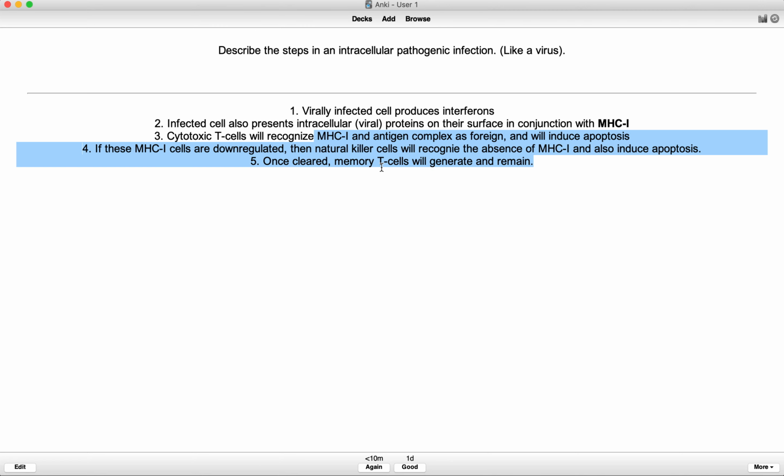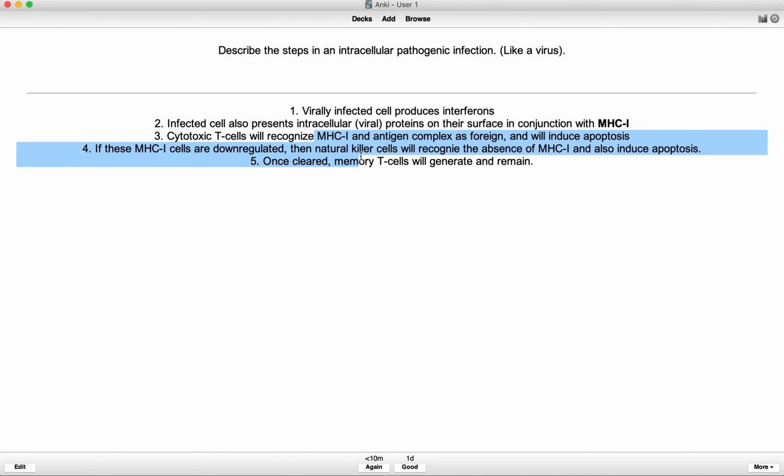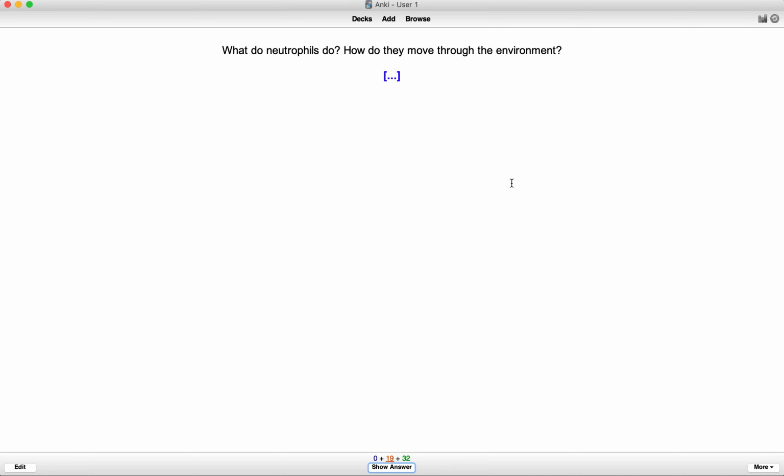Okay. So it's the cytotoxic T cell that does the killing, not the macrophages. And if the MHC is downregulated, then we have natural killer T cells that recognize this downregulation and also induce apoptosis. And once the viral infection is cleared, then we have memory T cells that generate and remain.